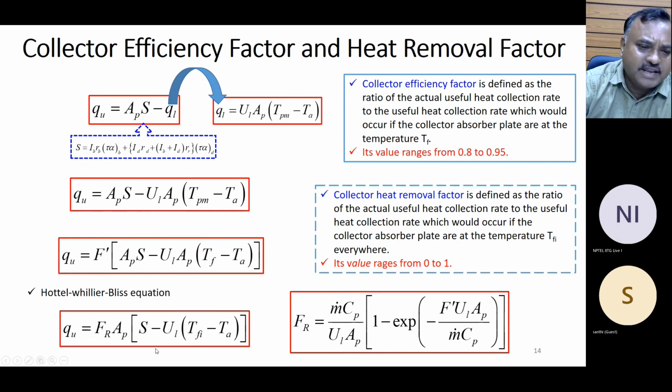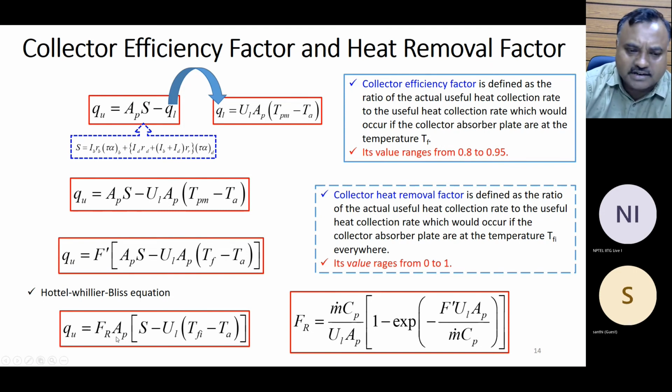Only what is remaining is FR. So what is FR? FR is the collector heat removal factor, which is defined as the ratio of actual useful heat collection rate to the useful heat collection rate which would occur if the collector absorber plate were at the temperature of TFI everywhere, and its value varies from 0 to 1.